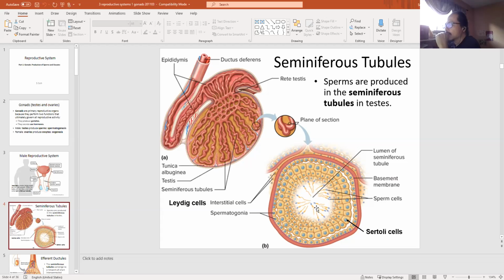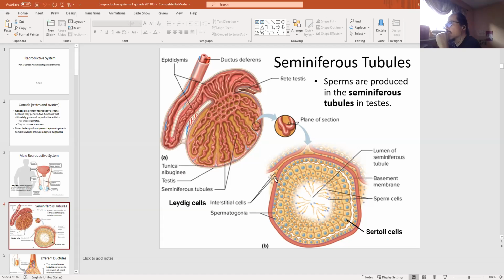So that's a sperm. We also have two major supporting cells. One is the Sertoli cells. Sertoli cells support spermatogenesis, the development of these sperm cells.